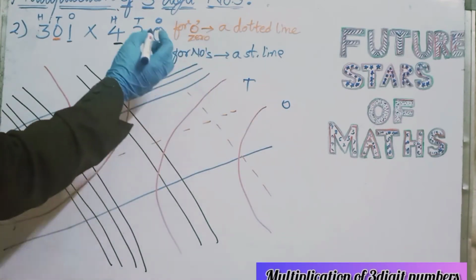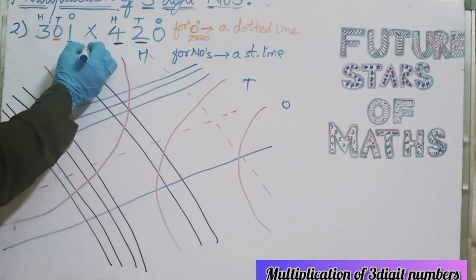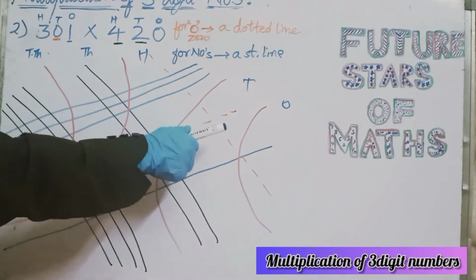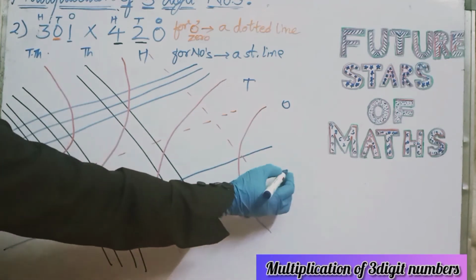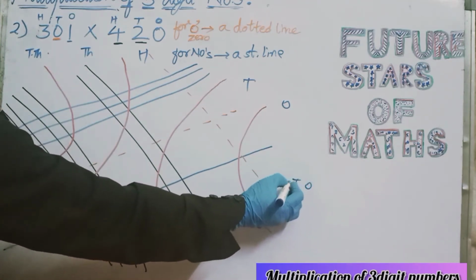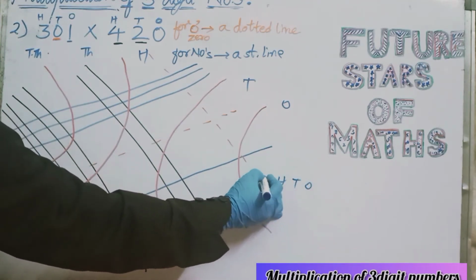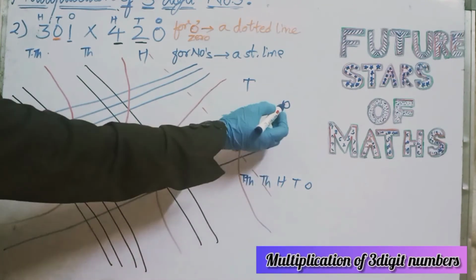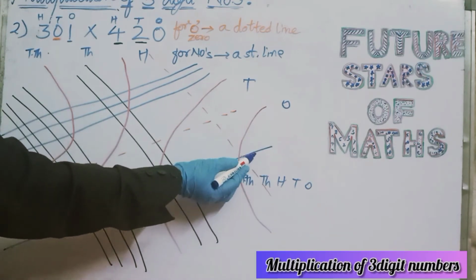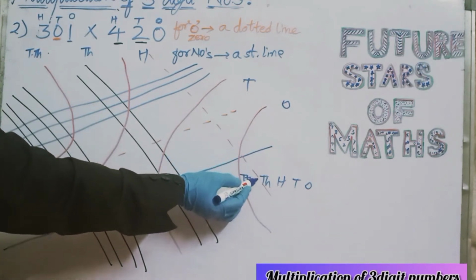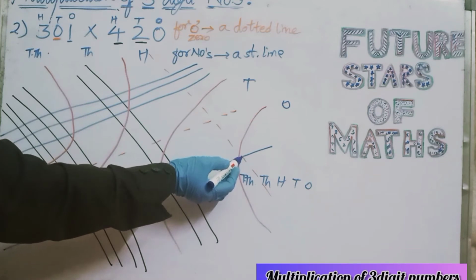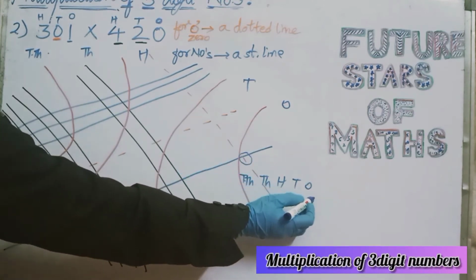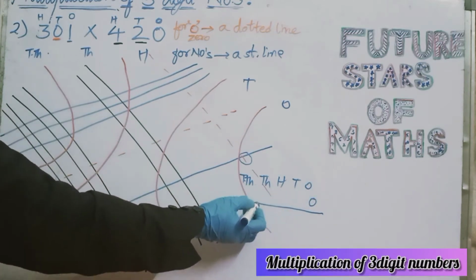Ones, tens, hundreds, thousands and 10,000. So I'll write the number over here. Is it visible, students? Ones, tens, hundreds, thousands and 10,000. In the ones place, here it is a blue line and a dotted line. So a dotted line means no intersecting point. So I don't have an intersecting point over here. So I'll get the answer as 0 in the ones place.